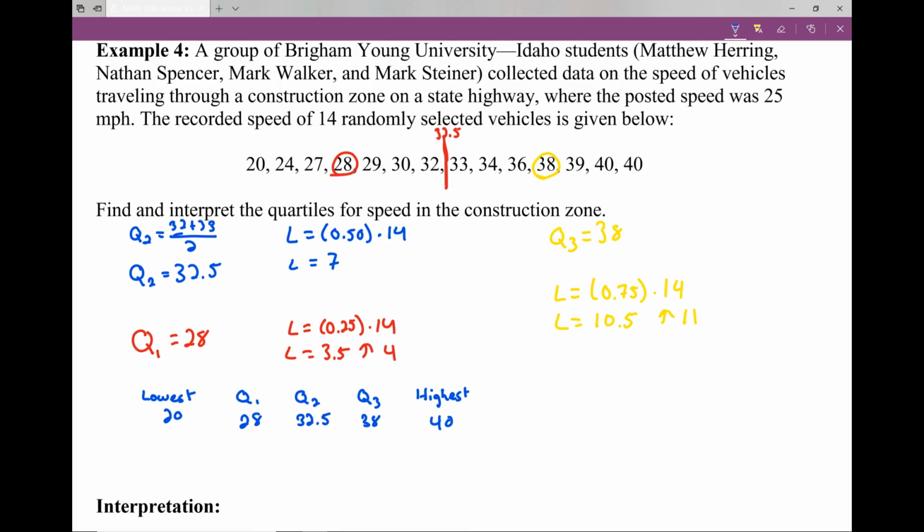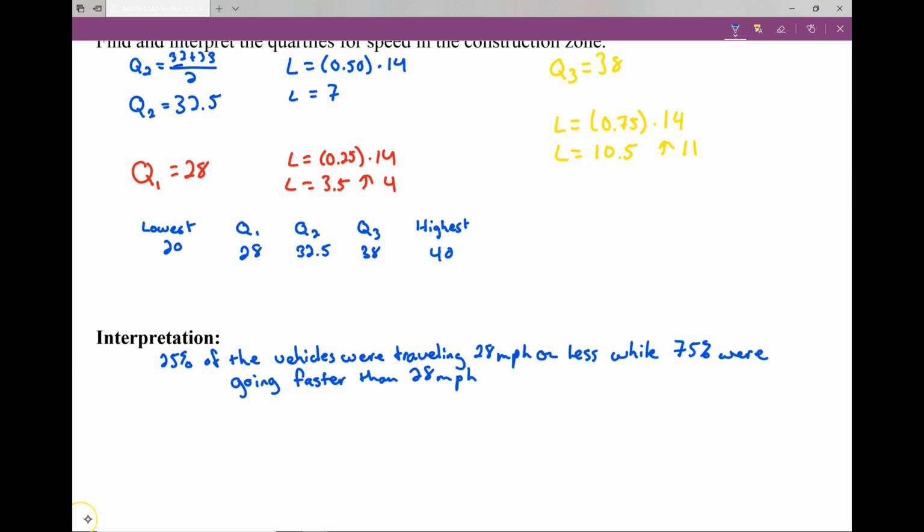Now we want to do some interpretation based on these values. So my Q1 is 28. What this means is 25% of my vehicles were going below 28 miles per hour. So we have that 25% of the vehicles were traveling 28 miles per hour or less, while 75% were going faster than 28 miles per hour.